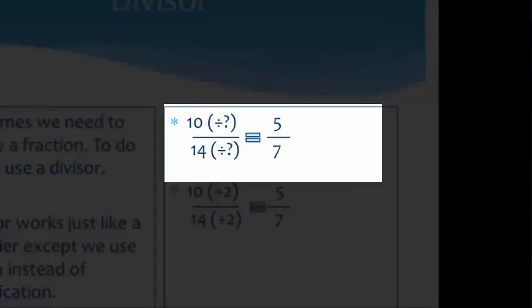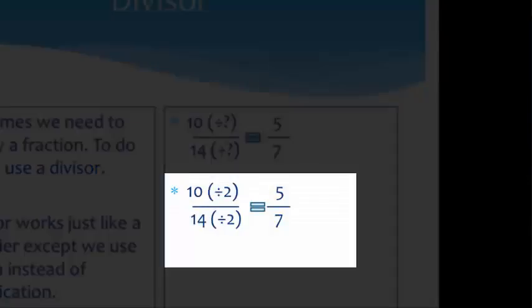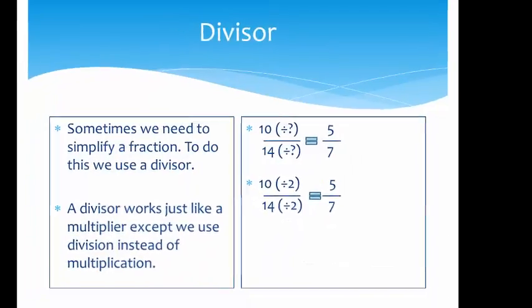Here I have 10/14, and I'm going to go down to my equivalent fraction of 5/7. But in this case, I'm starting with the larger denominator, 14, and instead of multiplication now I need to divide. So I'm using a divisor rather than a multiplier. So I'm going to ask myself the question, can I divide 14 by some number and have it turn into 7? Well, I can divide 14 by 2 and have it turn into 7. So my divisor in this case is 2. So 10 divided by 2 is 5 and 14 divided by 2 is 7.